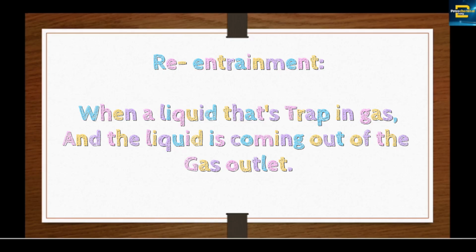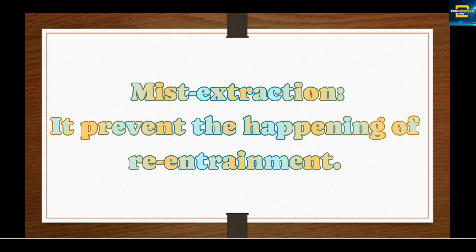It is when liquid is coming out of a gas outlet. It's coming out of the wrong phase outlet, which is the gas outlet. It's supposed to come out of the liquid outlet. Now liquid should not be coming out of the gas outlet. That will cause a carryover. So the mist extractor helps us to prevent re-entrainment. It helps us to prevent this carryover.